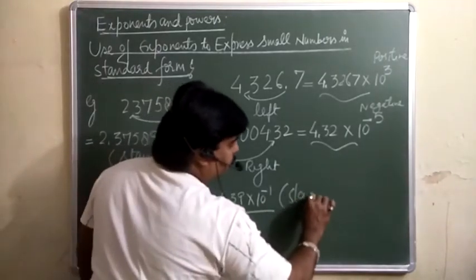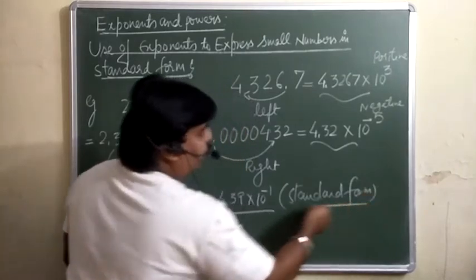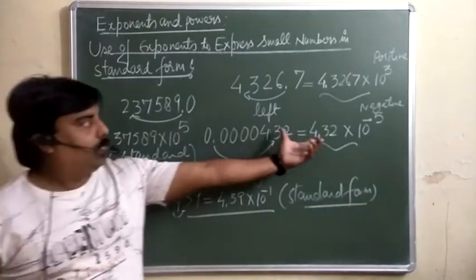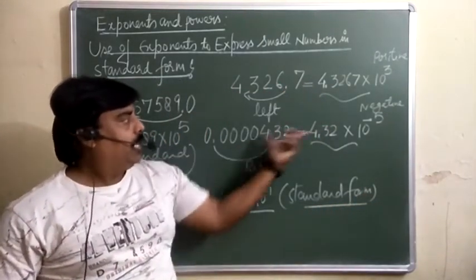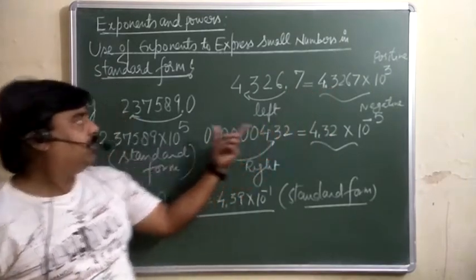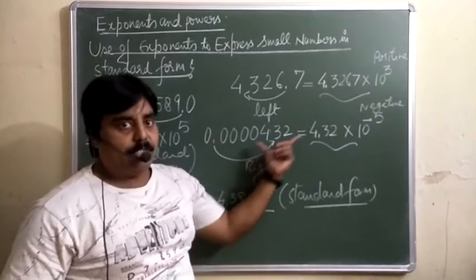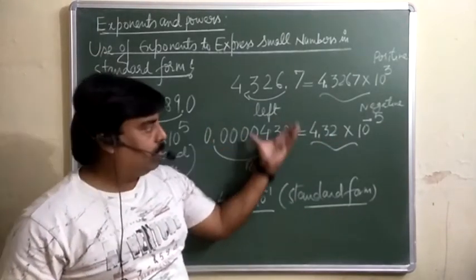So if any number is given there only, any number is given, you can write down in the standard form. जैसे this number is given, you can write down in this one. इसको हमने इसमें लिखा. Likewise, you can write down in the standard form. Have a look.